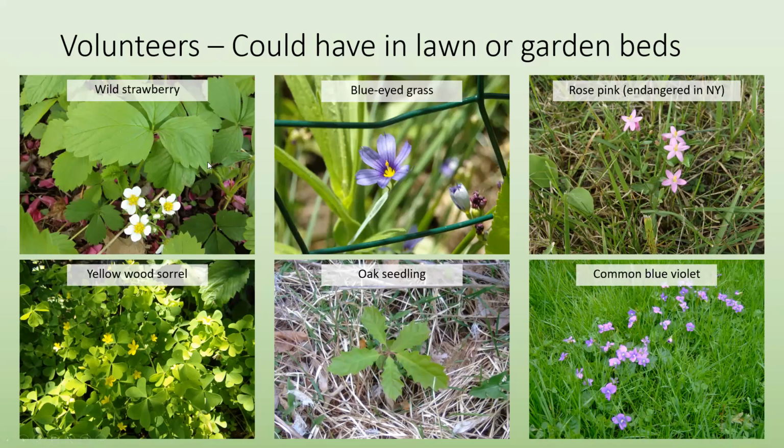I've found that in a lot of people's yards. And blue-eyed grass, I found just a little bit of it growing in our vegetable garden, so I moved it. You never know what you're going to find. And this rose pink, we found this growing in the lawn that we don't treat with chemicals. I think it's threatened or endangered in New York. And so if we treated it with herbicides, it would just have been gone.